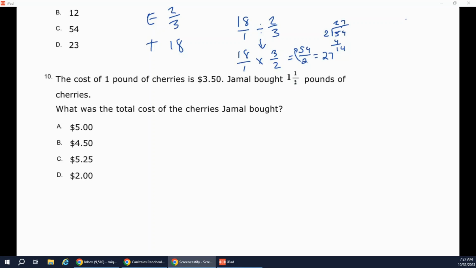All right, the cost of 1 pound of cherries is $3.50. Jamal bought 1 1/2 pounds of cherries. What is the total cost of the cherries Jamal bought?